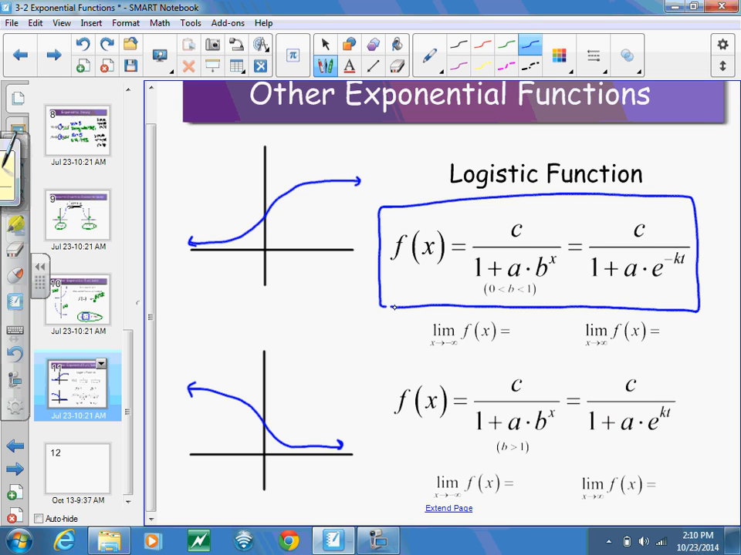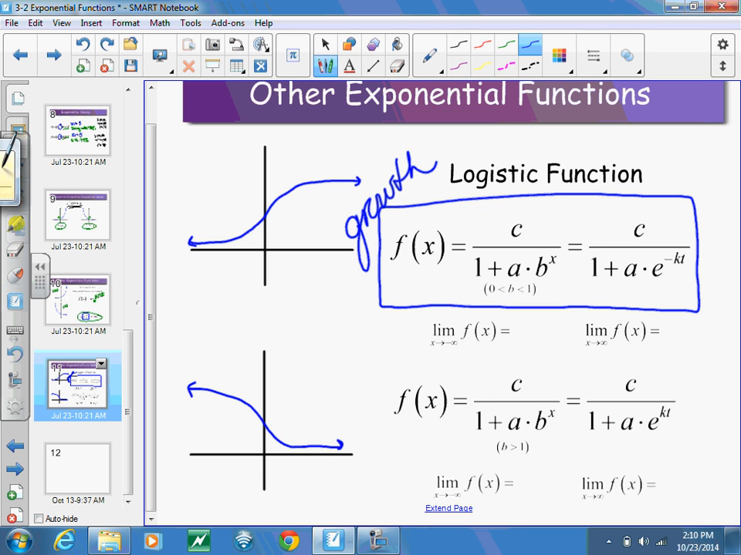And if you're working with a growth model for a logistic function, I have this value of c over the quantity of 1 plus a times b to the power of x. Now, with this function, it's going to be growth when b is between 0 and 1. So that might seem a little opposite, but here we're talking about logistic growth. Or if we're using a continuous rate, if we have e to the power of negative kt, then when you have a growth rate that's between 0 and 1, we're actually going to have growth for a logistic function.